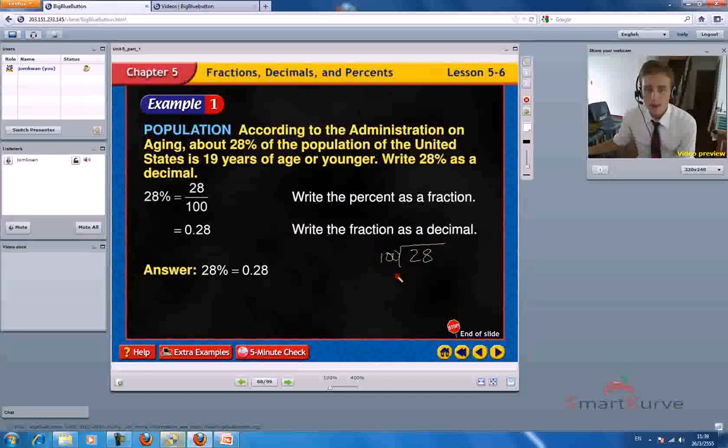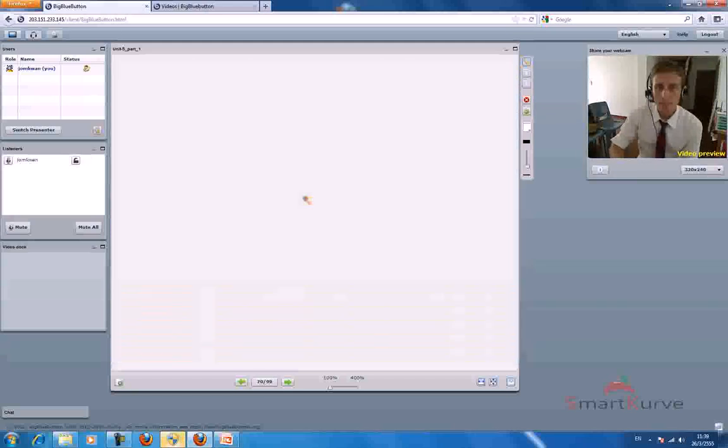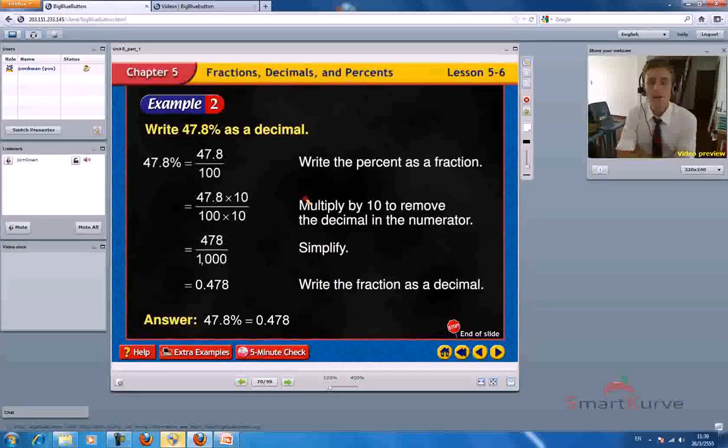According to the Administration on Aging, about 28% of the population of the United States is 19 years of age or younger. Write 28% as a decimal. 28 over 100. 28 divided by 100 is 0.28. When you divide by 100, you know that the decimal point will move 2 places to the beginning.